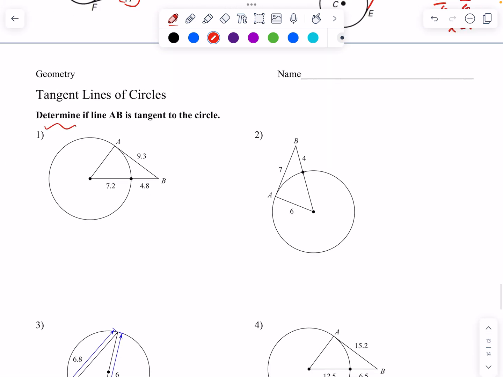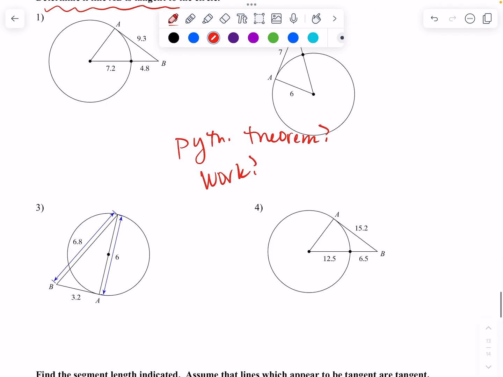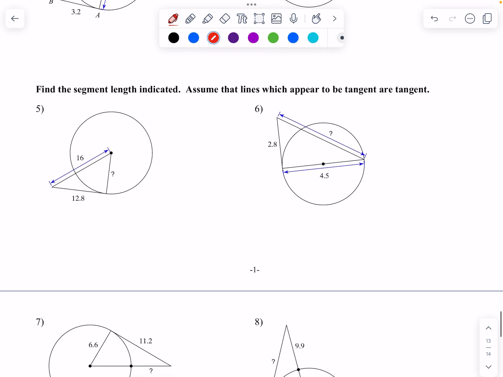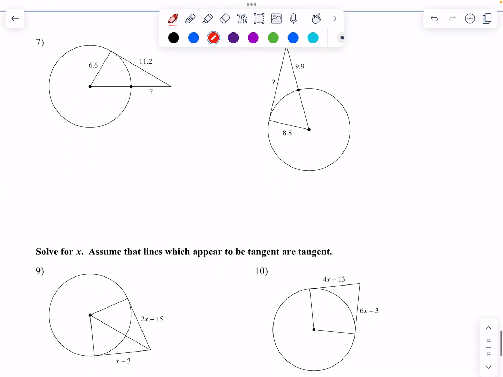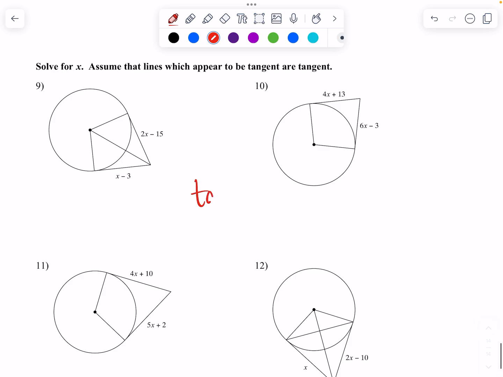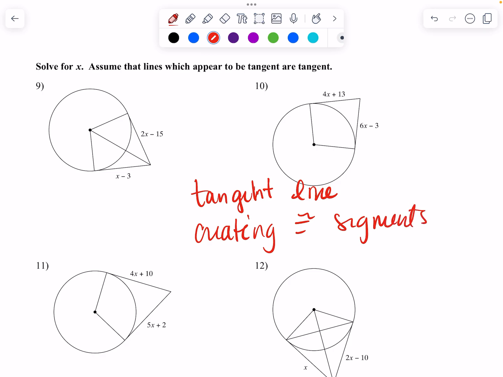All right, so after this part, you absolutely went through and were given the same information: determine if the line is tangent, right? So you're using Pythagorean theorem to determine if it works. And then in the next section, you are still using Pythagorean theorem, but you are determining missing sides here. And then last but not least, you are using the idea of tangent lines creating congruent segments, and you're doing a little algebra here.